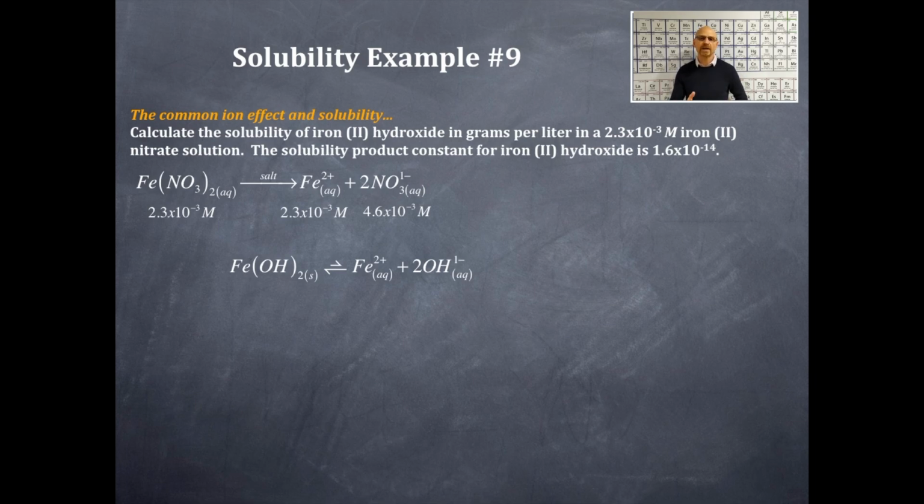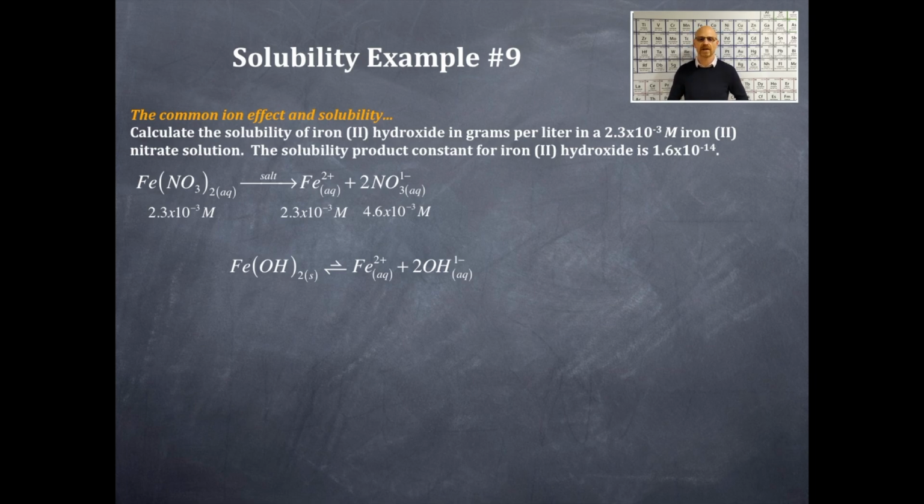So I've got ferrous hydroxide. It is an insoluble precipitate. That's what's on the left-hand side. On the right-hand side, I got an iron 2 plus ion and 2 hydroxide ions. You should see that those equilibrium arrows lie far to the left-hand side, as indicated by the KSP value of 1.6 times 10 to the negative 14.